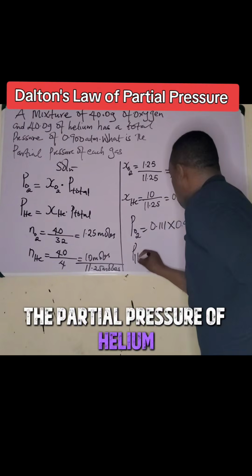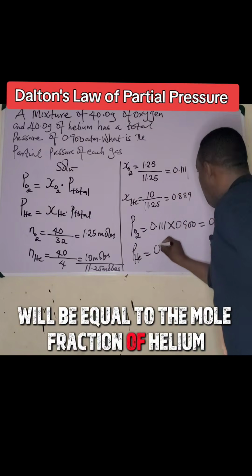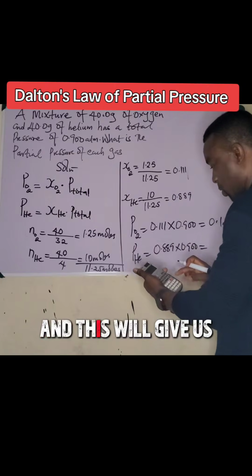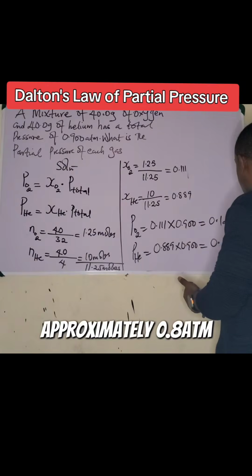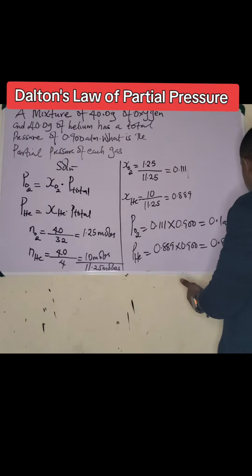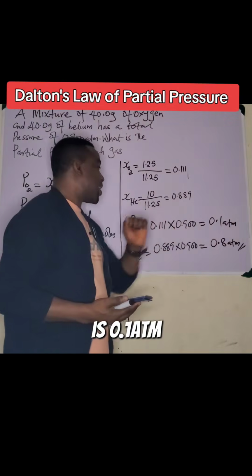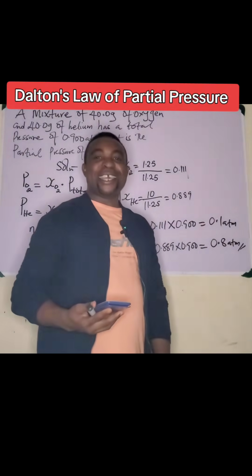The partial pressure of helium will be equal to the mole fraction of helium, 0.889, multiplied by the total pressure, which is 0.900, and this will give us approximately 0.8 atmosphere. So the partial pressure of each of the gases is 0.1 atmosphere and 0.8 atmosphere.